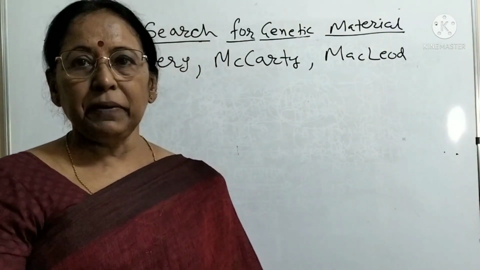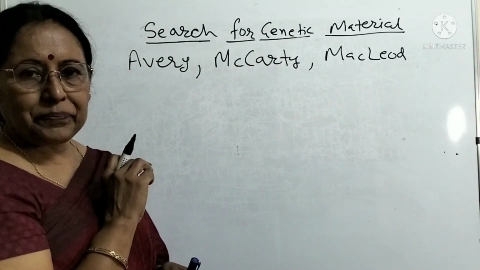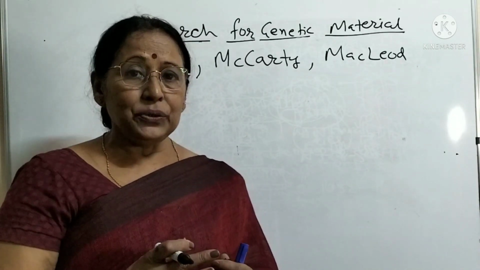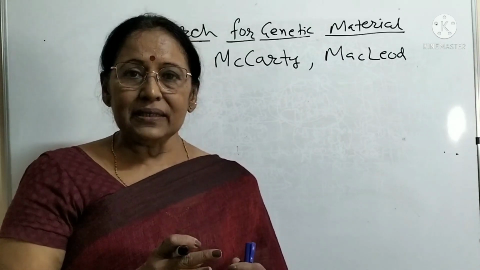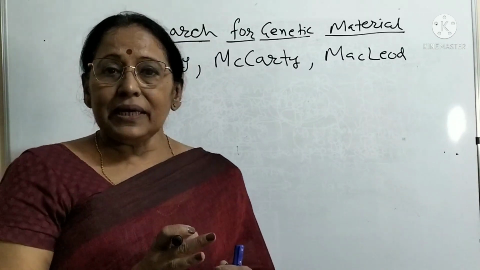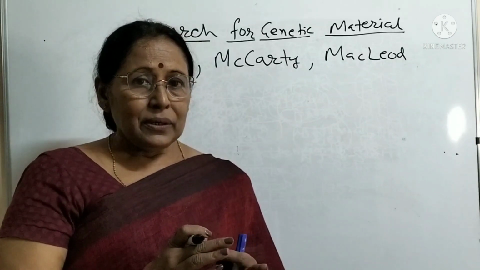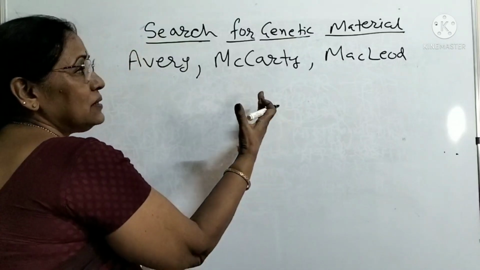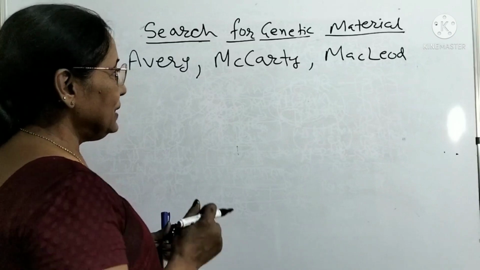Now, the experiment by Avery, McCarty and MacLeod. They repeated the experiment of Griffith and tried to find out the biochemical nature of Griffith's transforming principle. The molecule which made the R strain into S, the molecule which had that information, which Griffith could not find, these three worked upon it to find out its biochemical nature.